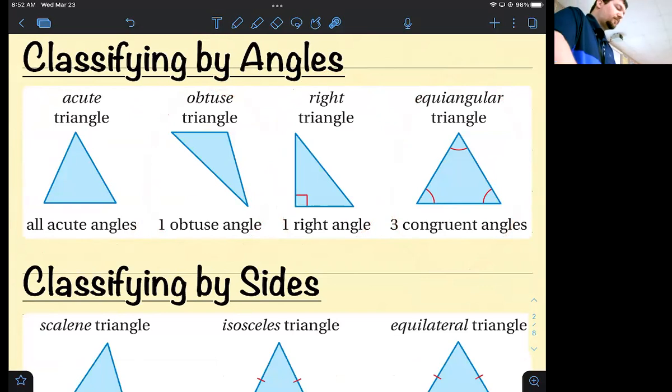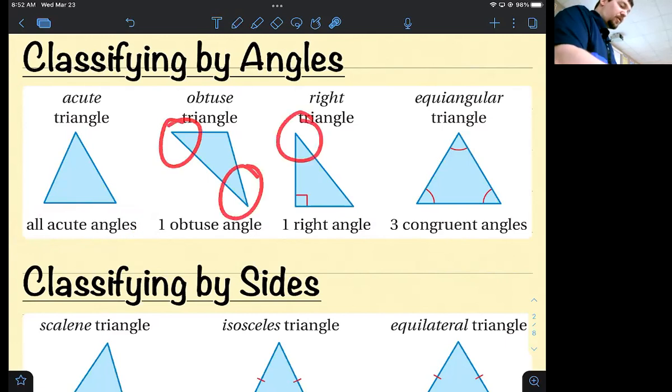Why is it that to be an acute triangle, you have to have all acute angles? Why is just having one not good enough? Maddie? Yeah, you're right. The obtuse triangle also has acute angles.